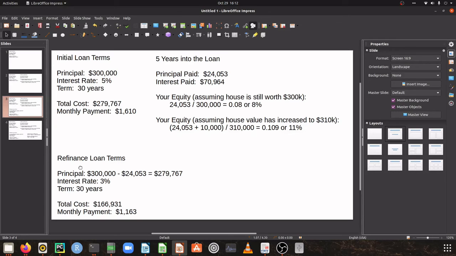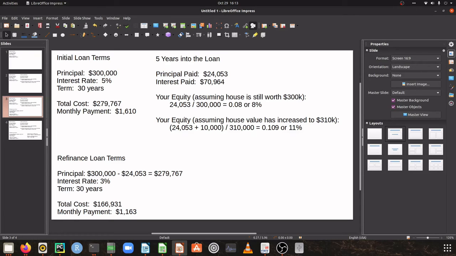The principal of your new loan is simply the original principal minus the principal that you have paid so far. So this $279,767 is the amount of principal that you have left. So your refinanced loan would be for this amount that you have not paid yet.